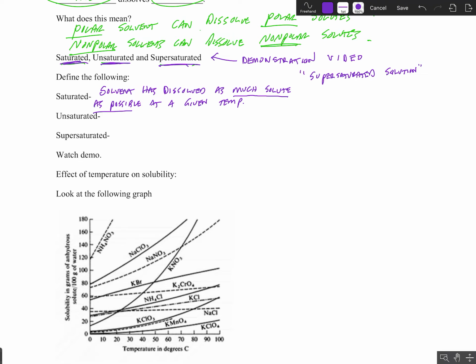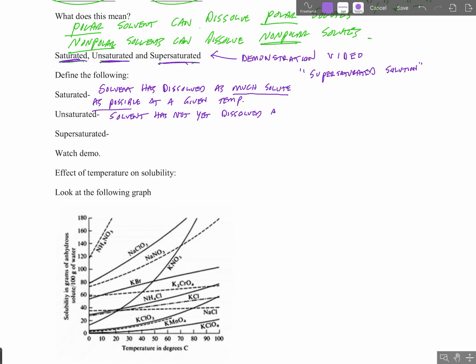It's maxed out. Okay? Unsaturated, of course, is a situation where the solvent has not yet dissolved as much solute as possible at a given temperature. So we haven't gotten there yet. We can still dissolve more solute in that solvent, so it's considered unsaturated.